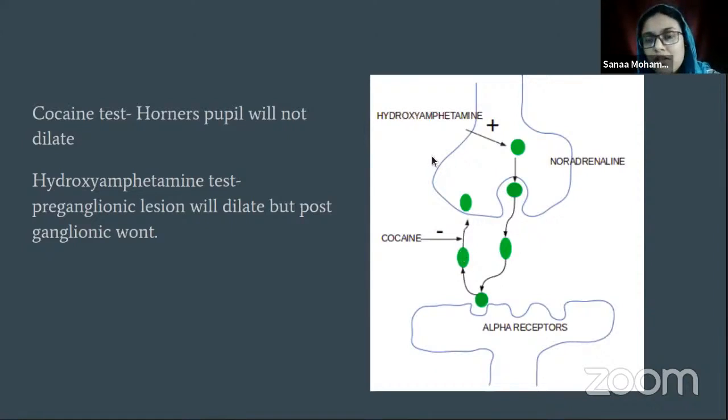Again, hydroxyamphetamine, how does it act? It increases the release of noradrenaline. So if it's a postganglionic lesion, this nerve ending is involved, so hydroxyamphetamine does not act. But if it's a preganglionic lesion, the nerve ending is intact, and so your hydroxyamphetamine will act.